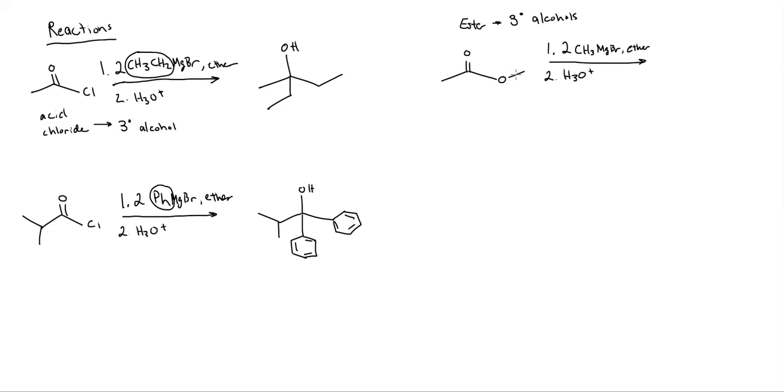So in this case, I get rid of this OCH3. So just like I got rid of Cl, I get rid of the other group on the ester. And then I turn the carbonyl into an OH. And then I just need to add 2 of my Grignard. So in this case, my Grignard is just this methyl group. So I add 2 methyl groups. So I'm done. So I get tert-butanol in this case. All right.